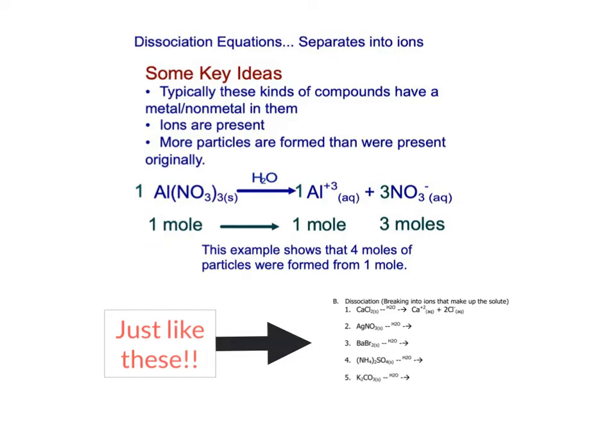What happens is we start with 1 mole of the aluminum nitrate. When we balance the equation, we see that we actually get 4 moles out of it. So we're getting more particles than what we started because, again, it's breaking into smaller pieces. And this is very similar to what you'll see in the B section under dissociation. So give those a try.